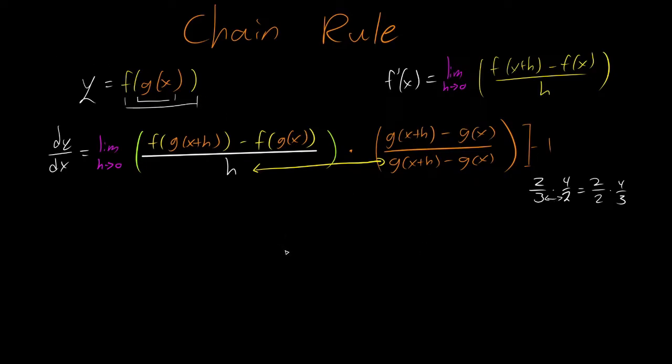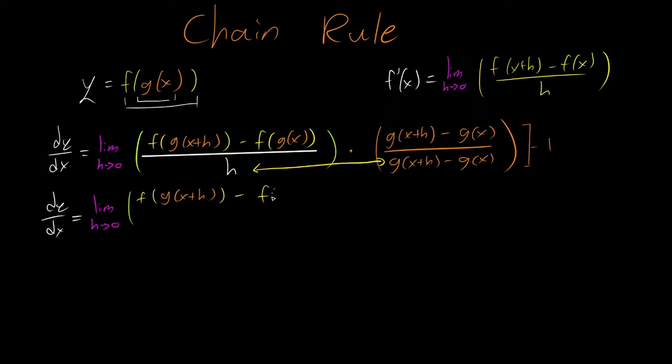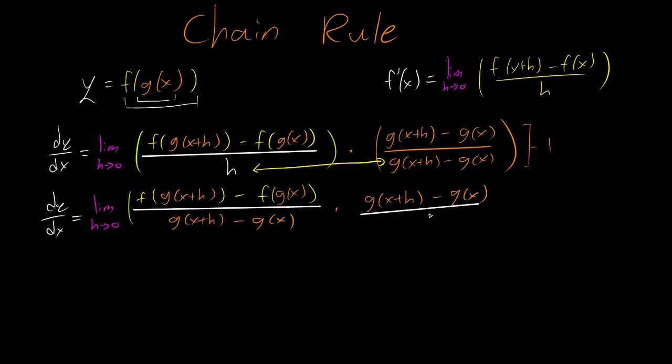let's set up our new equation. dy dx is equal to the limit as h approaches 0 of f of g of x plus h minus f of g of x, all over g of x plus h minus g of x, multiplied by g of x plus h minus g of x, and all this is over h. Okay, so now we have this expression.